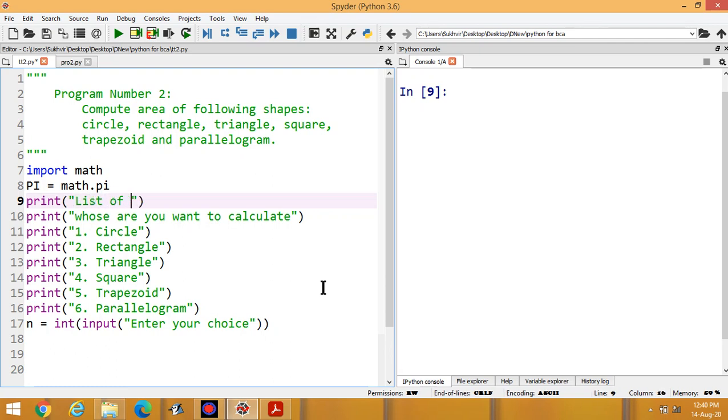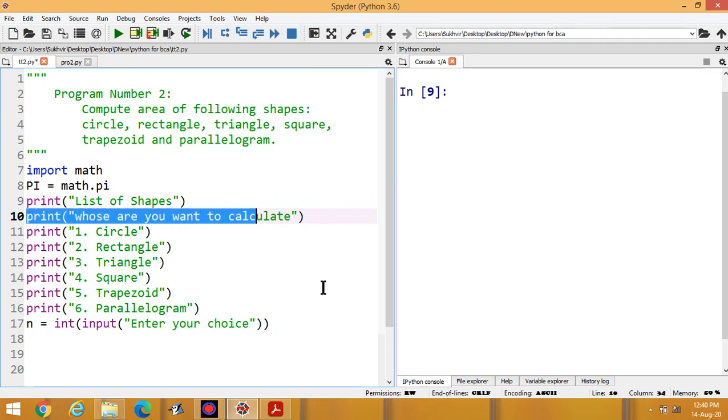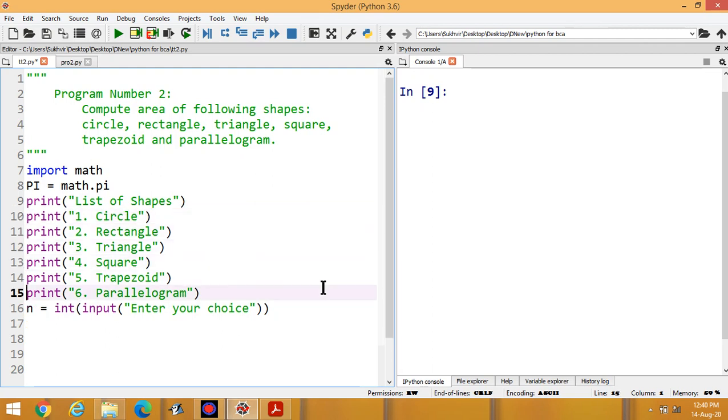list of diagrams or list of shapes. You can write like this. You can cut this line and paste here.